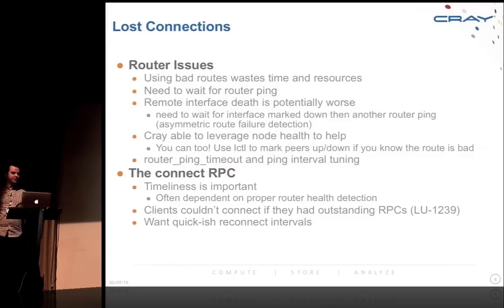So at Cray, we were able to leverage some known health information that we have on our high-speed network to skirt around the router pinger. If you have notifications for node health, you can do this too by using LCTL to mark the router peers up or down if you know the route is bad. But in lieu of that, you can tune your router ping timeouts and ping intervals, trying to minimize them, so that when you are relying on that feature to detect bad routes, you minimize the amount of time it takes.